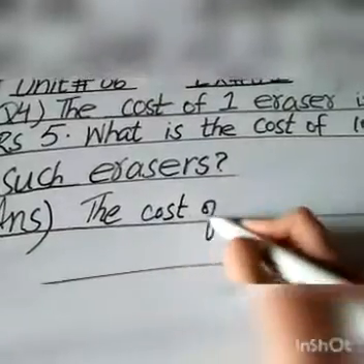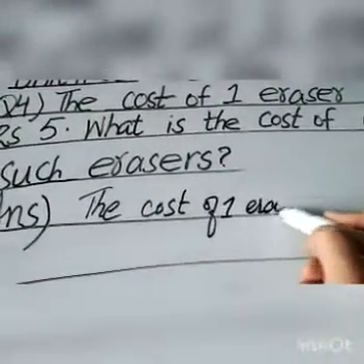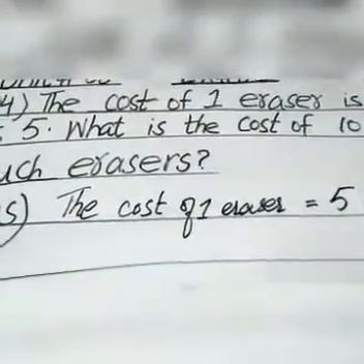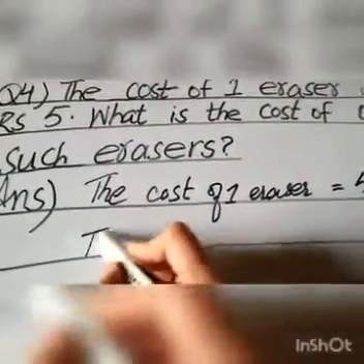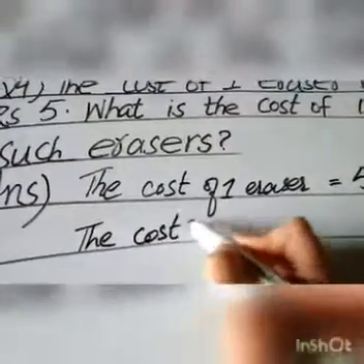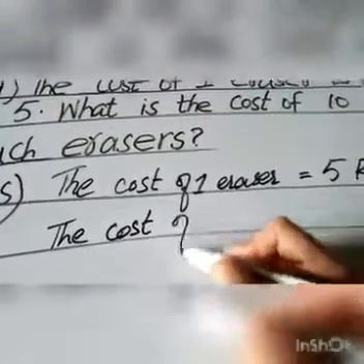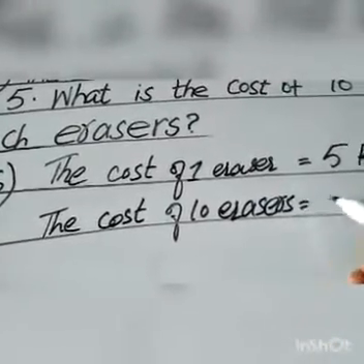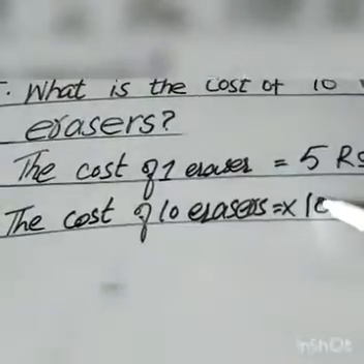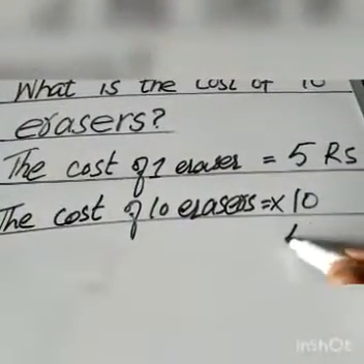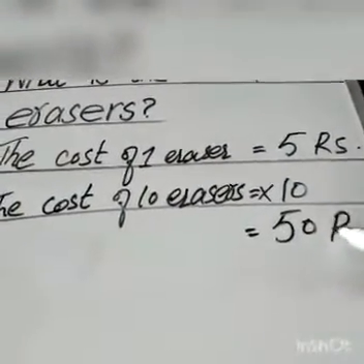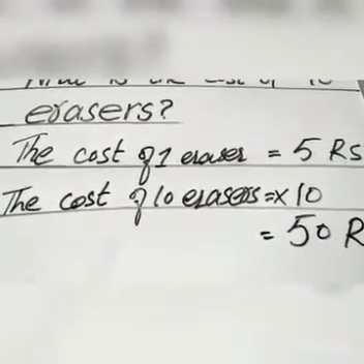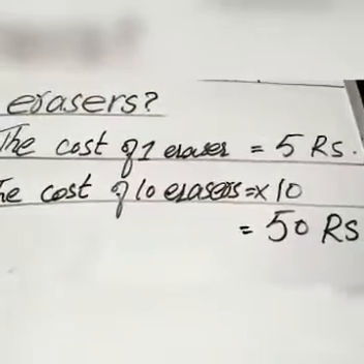The cost of one razor is 5 rupees. And we have to find the cost of 10 razors. So we have to multiply by 10. 10 5 times is equal to 50. Okay, so the answer is 50 rupees. The cost of 10 such razors is equal to 50 rupees.